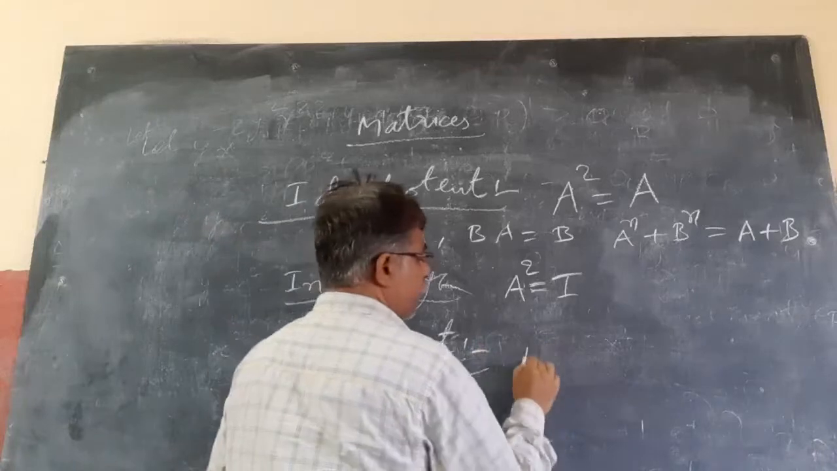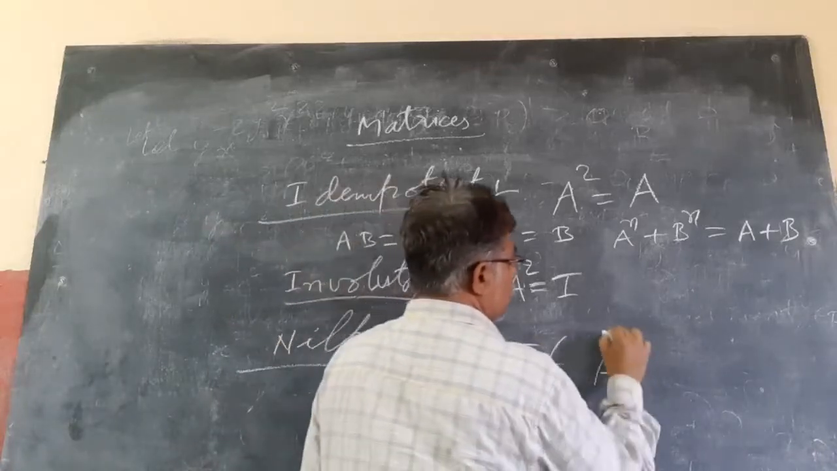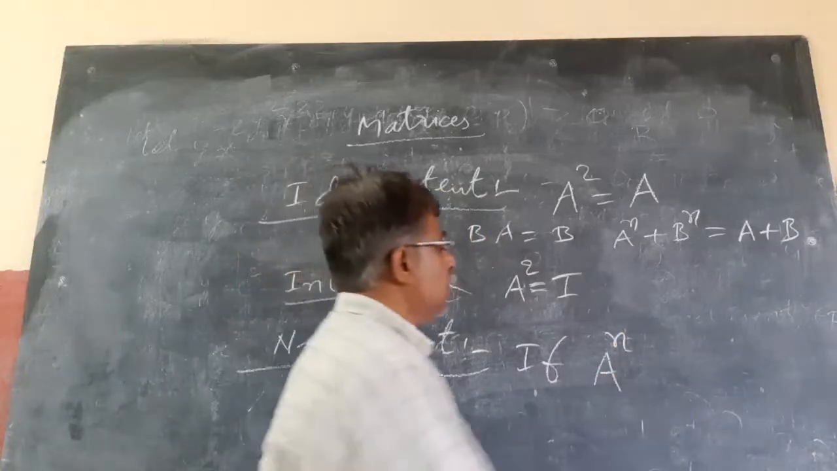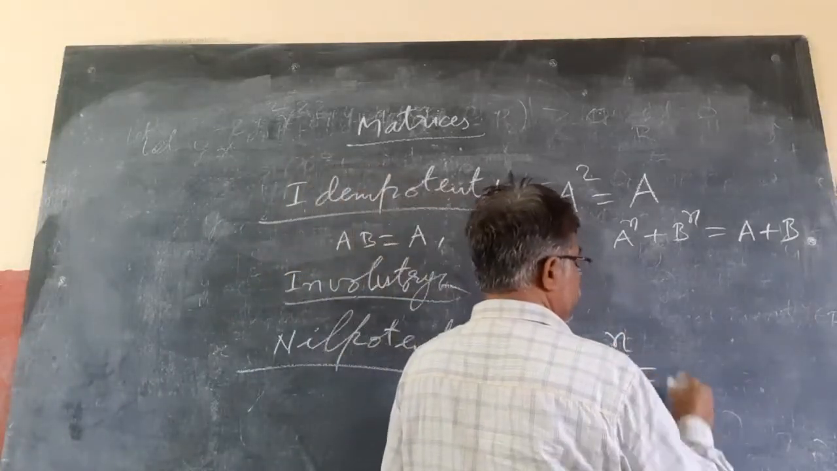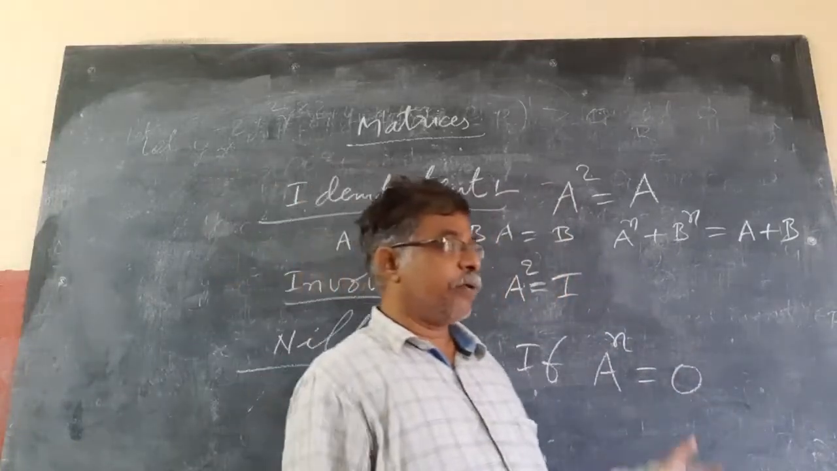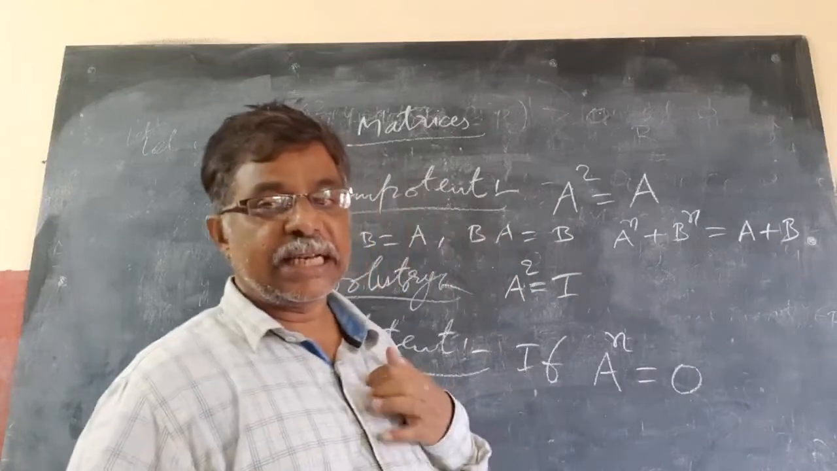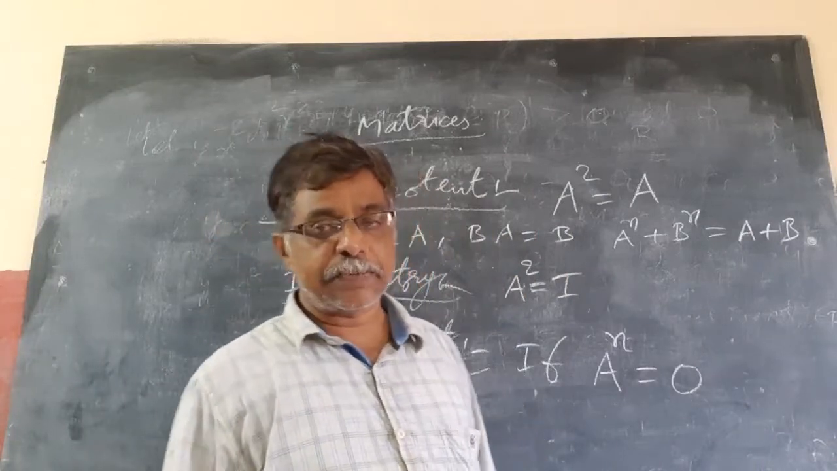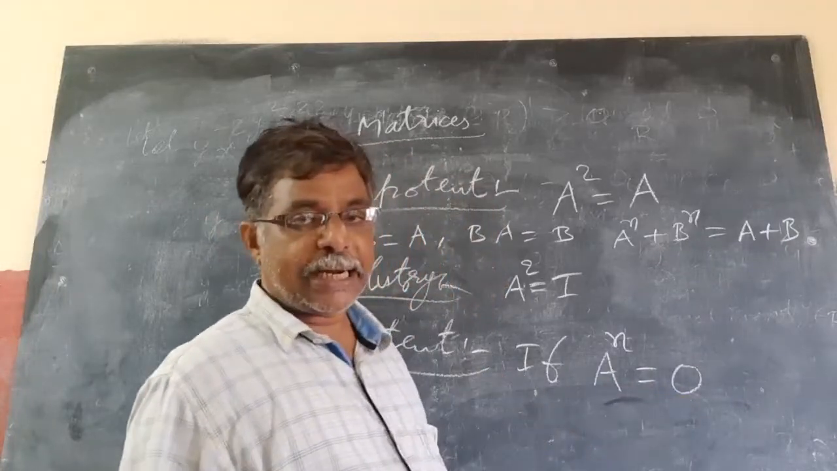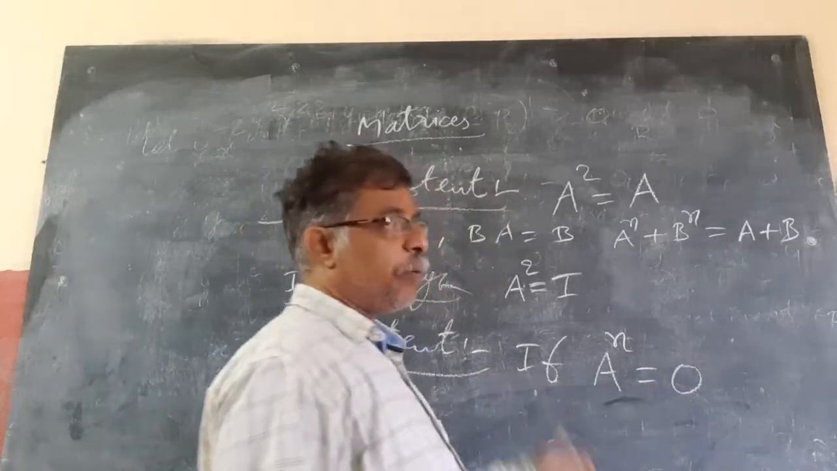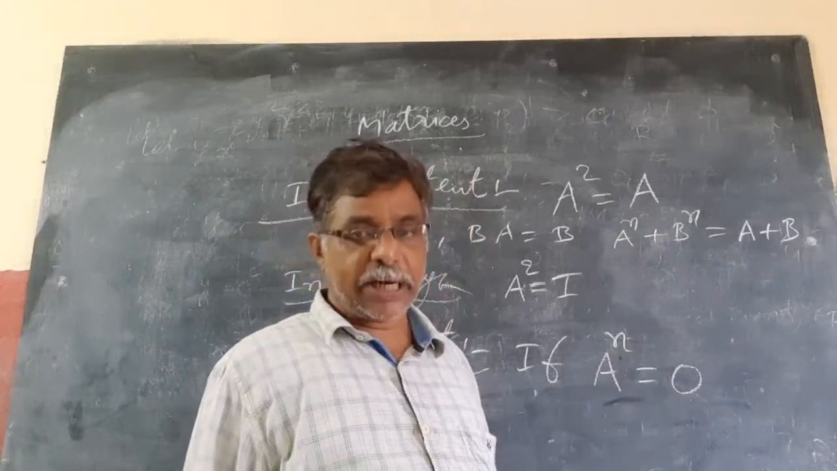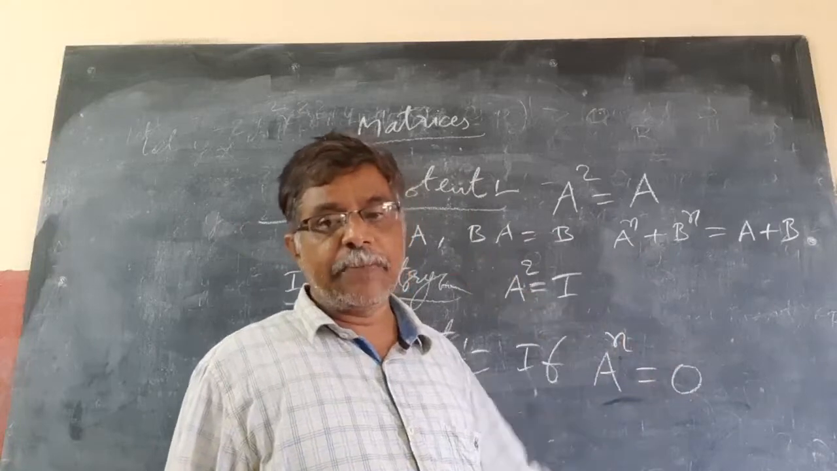It means if A power n equals 0, where n is the least positive integer, then it is called a nilpotent matrix, and the least value of n is called the index of the nilpotent matrix. Index of the nilpotent matrix.